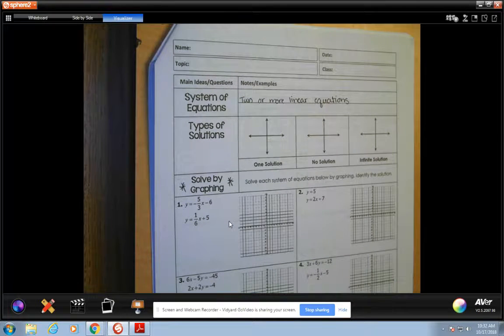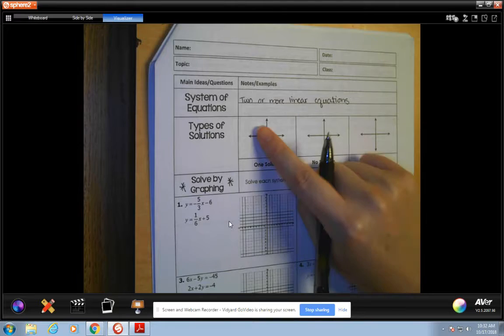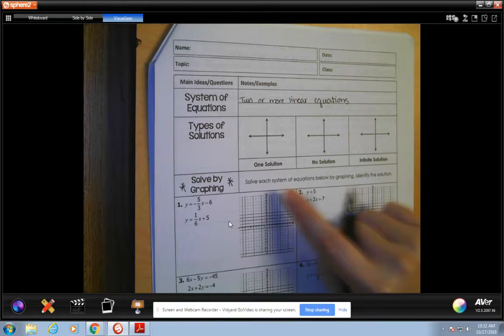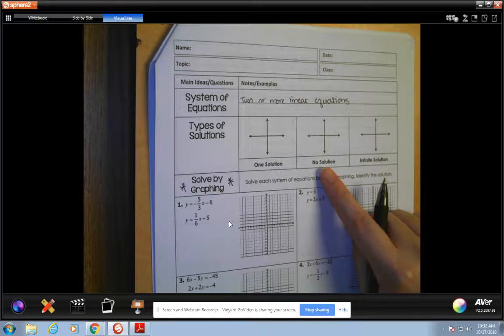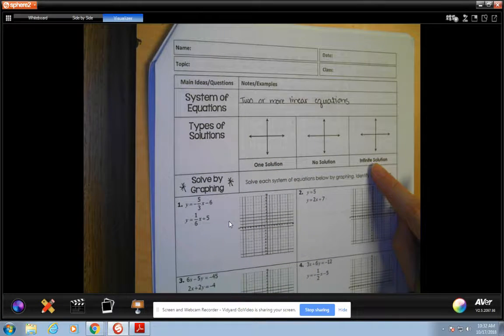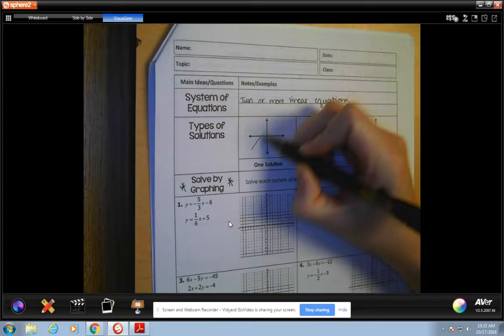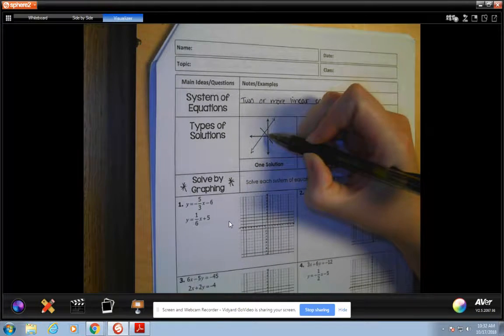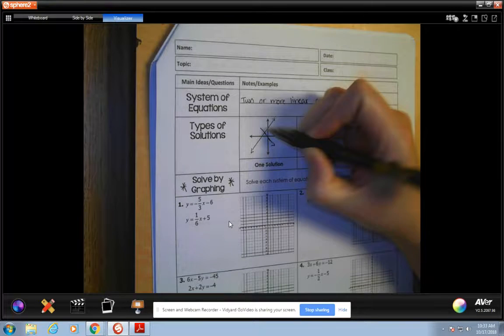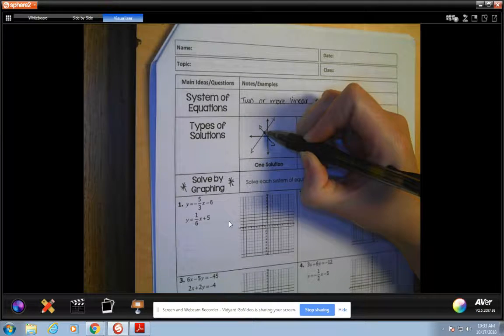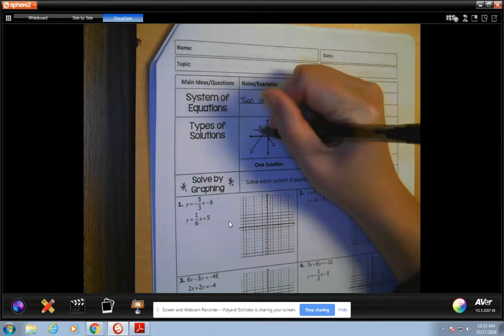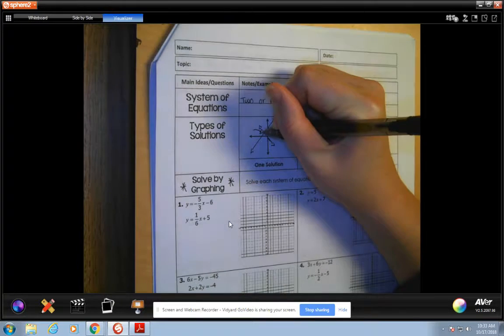All right, so systems of equations, all that means is 2 or more linear equations. So 2 or more lines on a graph, that's all it means. And we have 3 different types of solutions. We have one solution, no solutions, and infinite solutions. One solution is where we have 2 lines on a graph that intersect at one point. The point where they intersect is our solution.